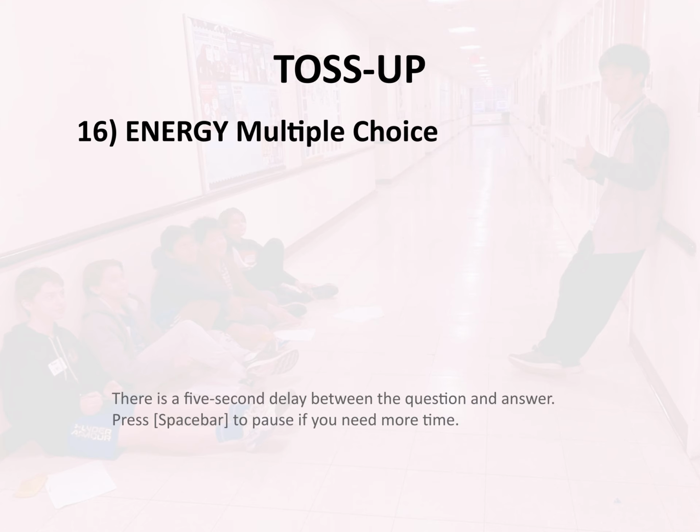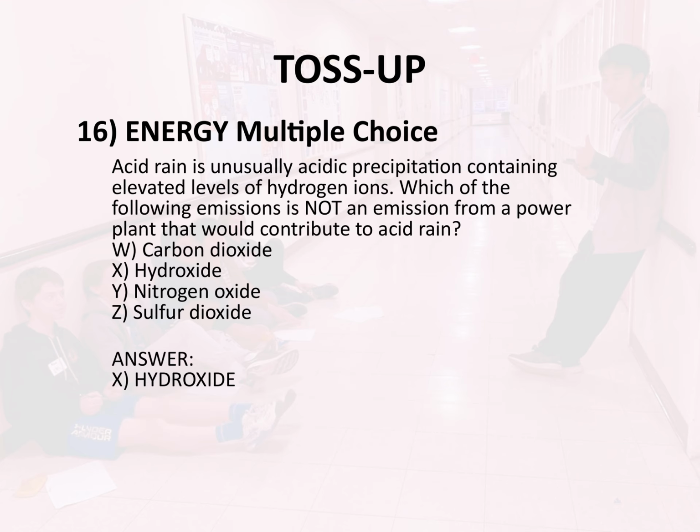Toss-up 16. Energy. Multiple choice. Acid rain is unusually acidic precipitation containing elevated levels of hydrogen ions. Which of the following emissions is not an emission from a power plant that would contribute to acid rain? W. Carbon dioxide. X. Hydroxide. Y. Nitrogen oxide. Z. Sulfur dioxide. Answer, X. Hydroxide.